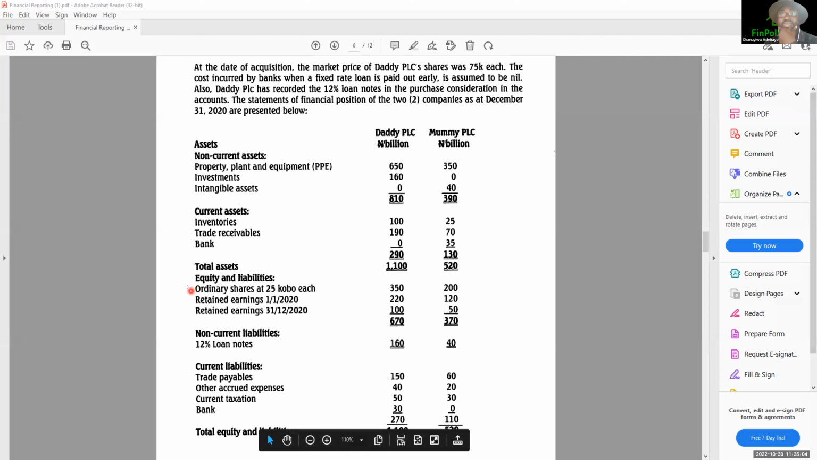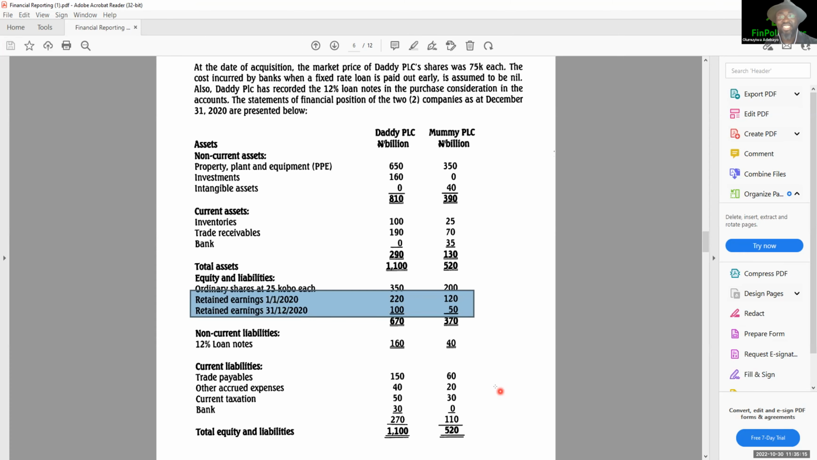Look at this information. Who can interpret this for me? Because this is where many students got confused. You have to retain earnings. Who can interpret this? Okay.